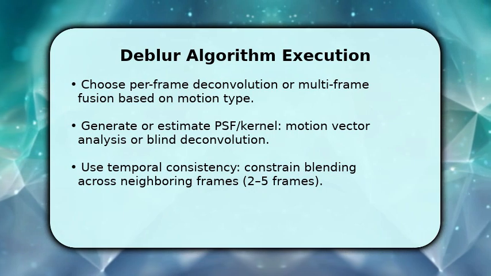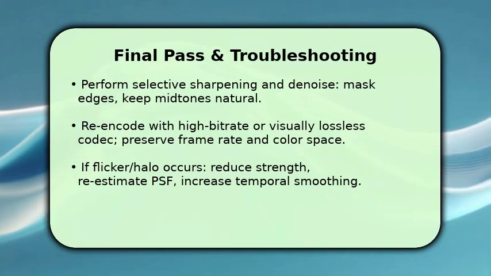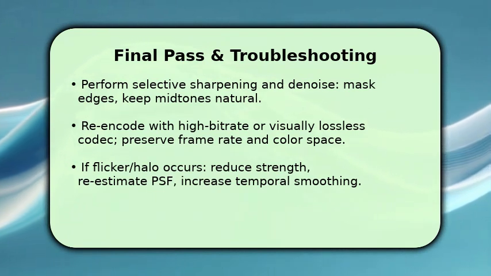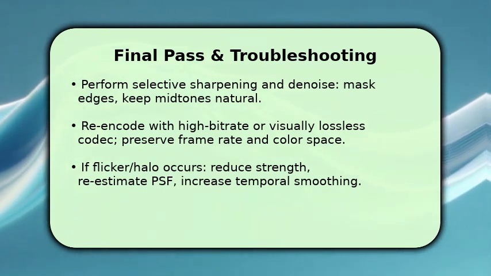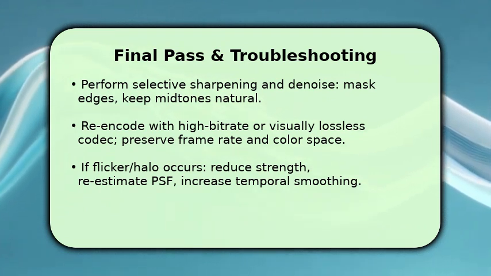Finally, you refine with targeted sharpening and conservative denoising. Use edge masks so you don't amplify noise in flat areas. Once satisfied, re-encode to a high bitrate or visually lossless codec to avoid compression reintroducing blur.